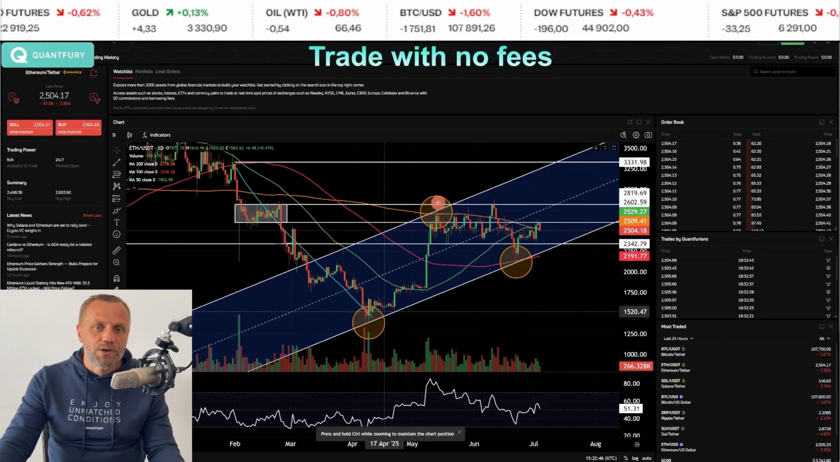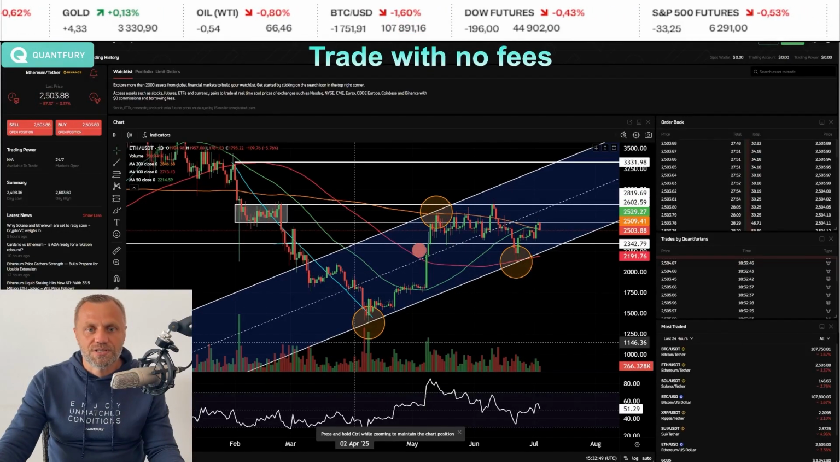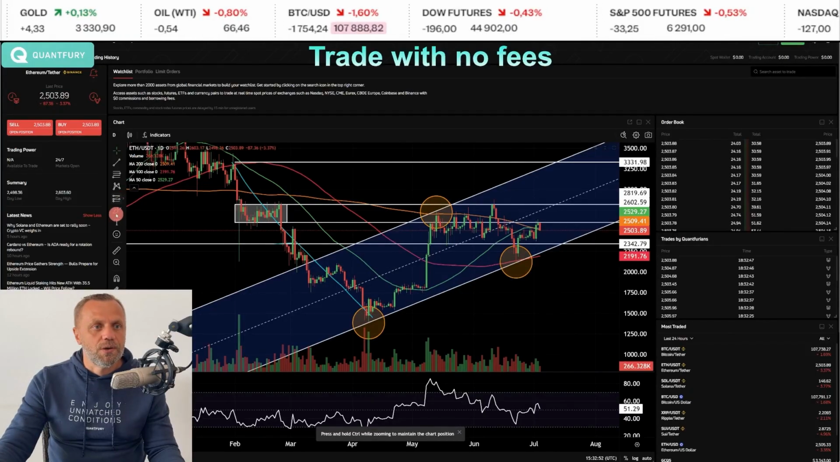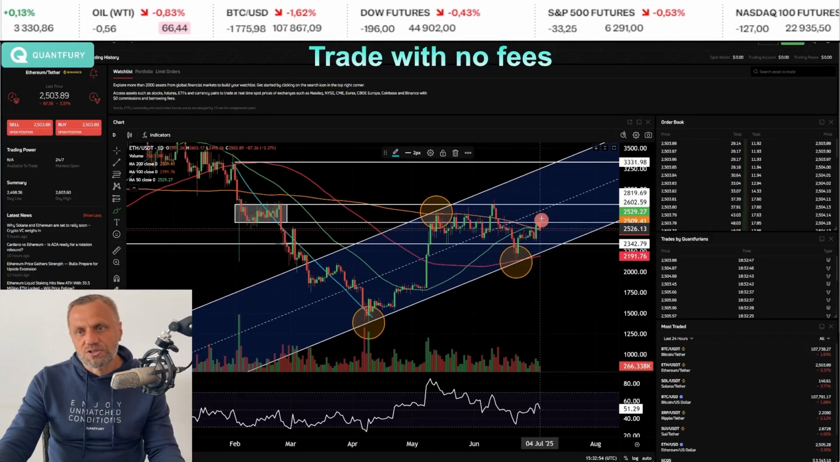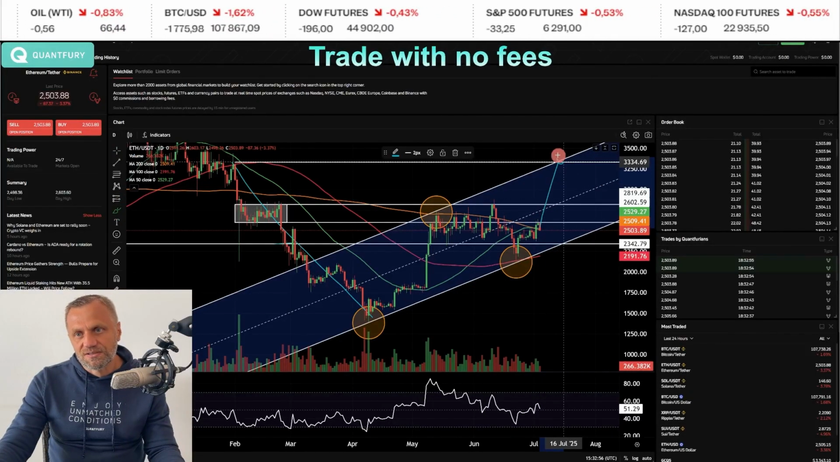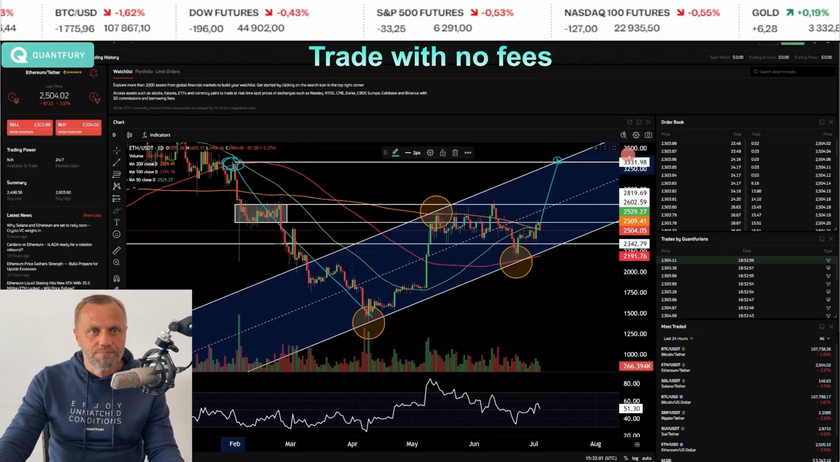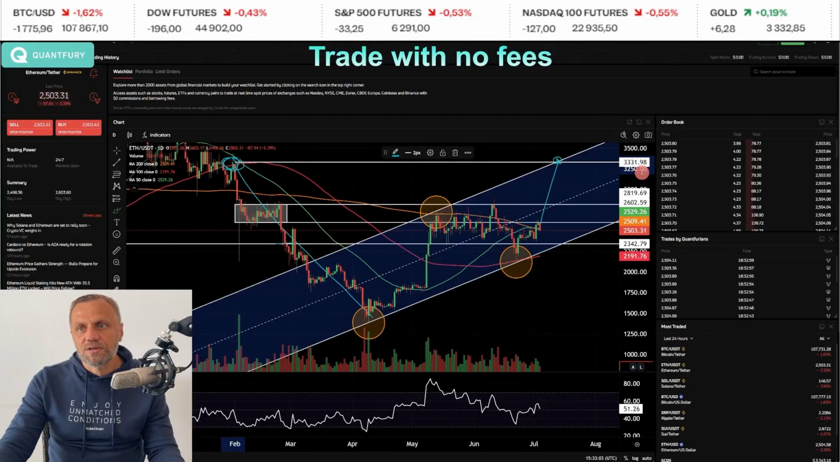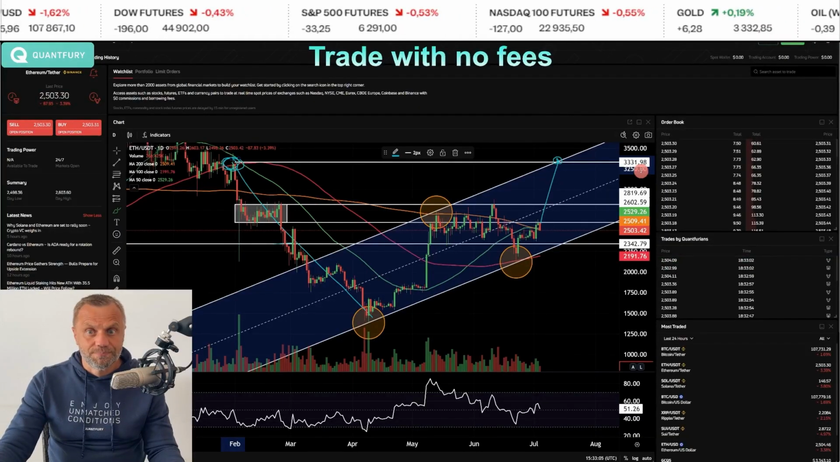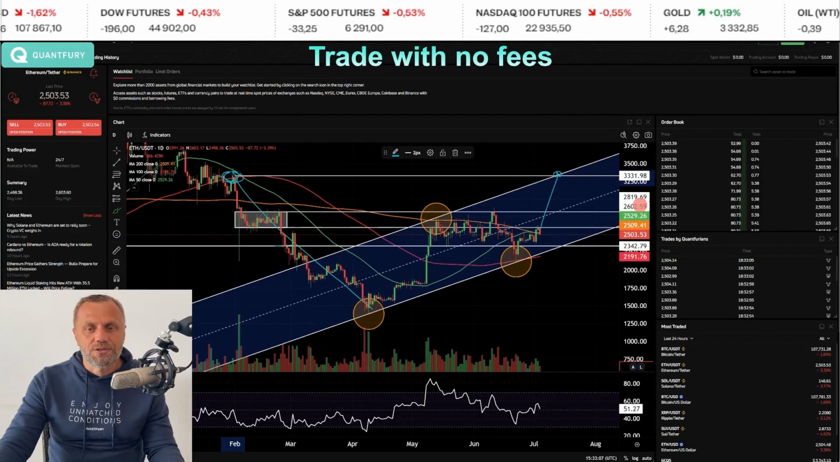Even based on the channel markup, which is drawn using the extremums marked with circles, we can assume that if the growth continues now, it will come somewhere here. Again, into the zone where the big drop started. This is the level of $3,332. We can quite reasonably expect this.